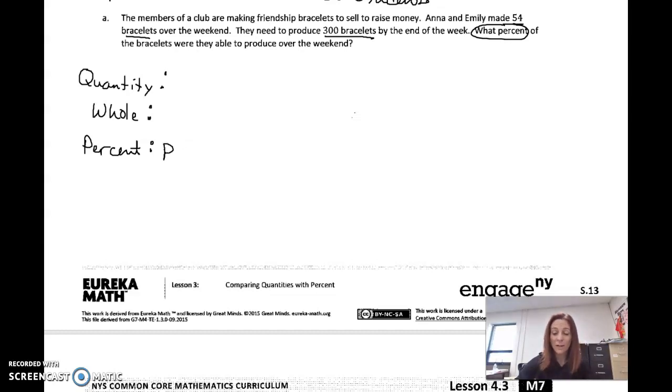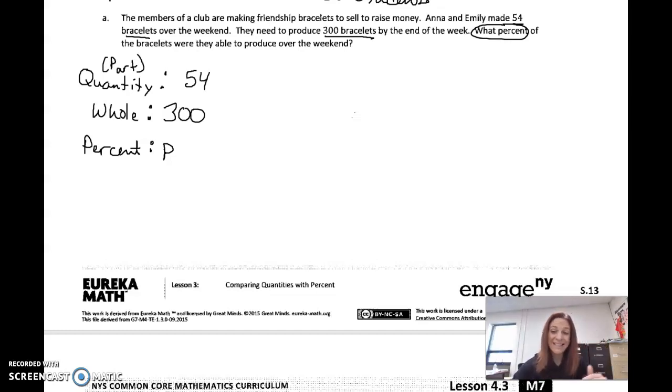Okay, so now we have quantity and whole. We have 54 bracelets, and that's 300 by the end of the week. So which one is my whole? And hopefully you're thinking 300, right? We want a total of 300 bracelets. And our quantity is the part, remember? This is what we were talking about before. Quantity is part. That's going to be 54.